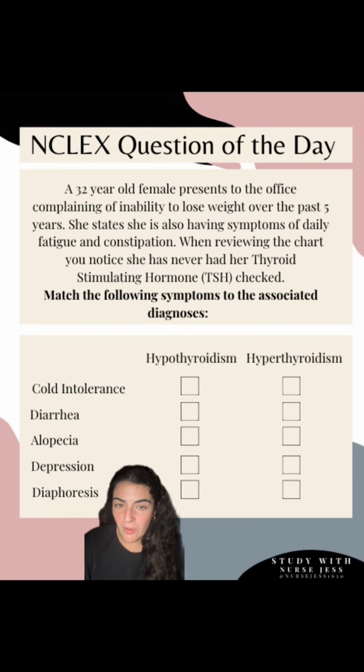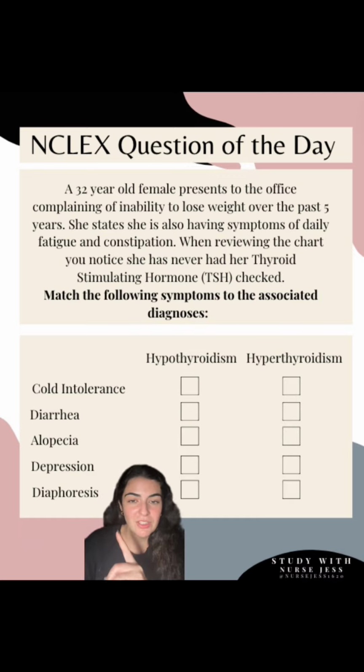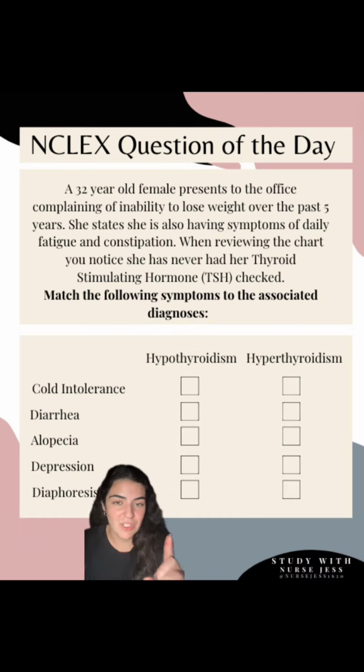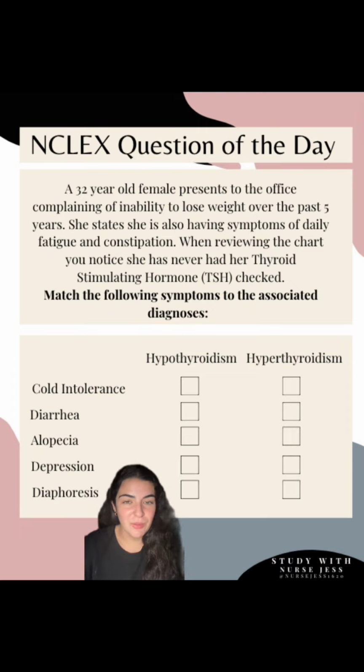So it is very common on NCLEX that you will be provided with 2 diseases that are affected by the same organ. So in this situation, we're talking about the thyroid. We have underfunction of the thyroid, which is hypothyroidism, and overfunction of the thyroid, which is hyperthyroidism. And the point of this question is to match the symptoms associated with which disease. So let's jump into it.